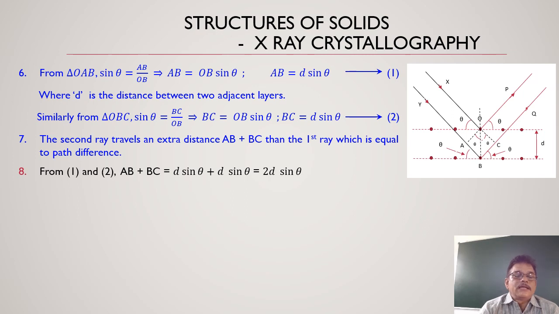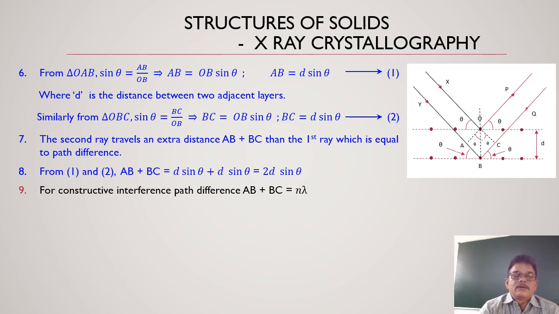Then from 1 and 2, AB plus BC is equal to D sin theta plus D sin theta, that is equal to 2D sin theta. What is AB plus BC? AB plus BC is nothing but the path difference.